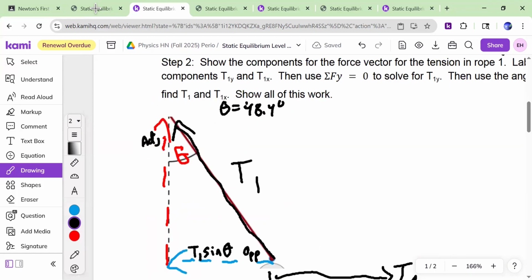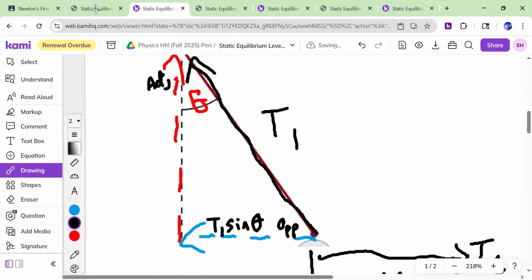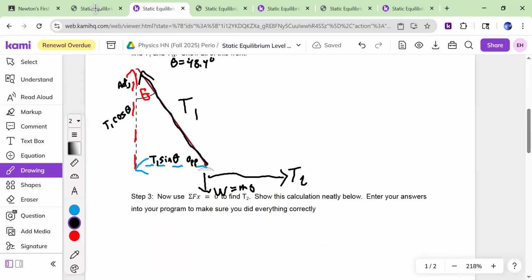I'll put that in later. Okay, now my red component, you can see that's the adjacent side of the triangle. And the adjacent goes with cosine. So that side would be T1 times the cosine of my angle. Okay? So that's what I'm trying to do, is I got to start by taking any force that's at an angle, and I need to resolve it into its horizontal and vertical components. The red one is my vertical component. The blue one is my horizontal component.